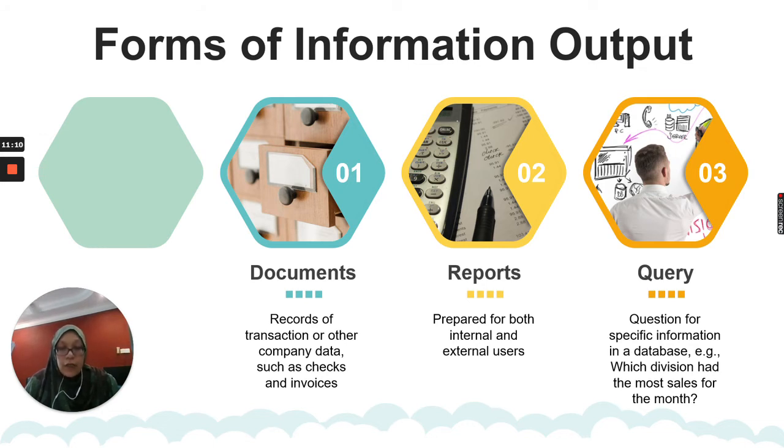And then query. So what is a query? A query is relevant when users have specific questions and want specific information, especially from the database. If you study databases, we usually call it a query. For example, they want to know which division had the most sales for the month. That is a kind of query, so they need to give the information output to those questions. Normally when users have questions or problems, the system needs to take action to reply to those questions. The response to those questions we get by querying the system. Alright, so those are the three kinds of information output.